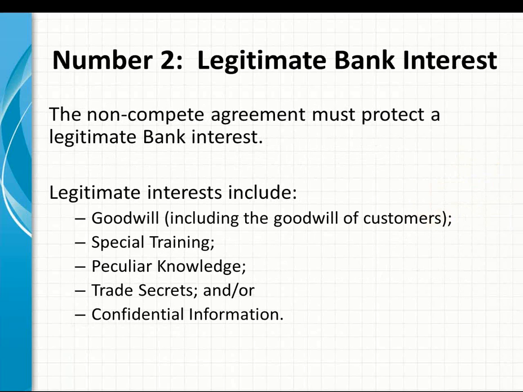The second item you need to consider is that the non-compete agreement must protect a legitimate bank interest. In Iowa, legitimate bank interests include goodwill, including the goodwill of customers, special training, peculiar knowledge, trade secrets, and/or confidential information. With respect to this, employers such as banks must establish that they are not seeking the non-compete agreement as a matter of routine. So for example, you can't ask for a non-compete from every single employee in your organization, regardless of whether it is needed to protect a legitimate business interest.